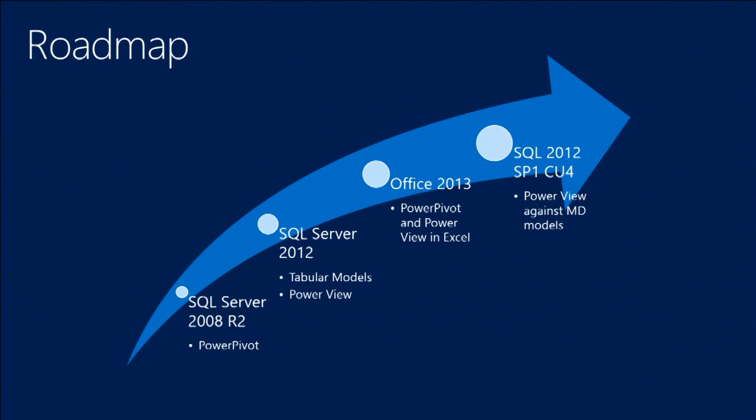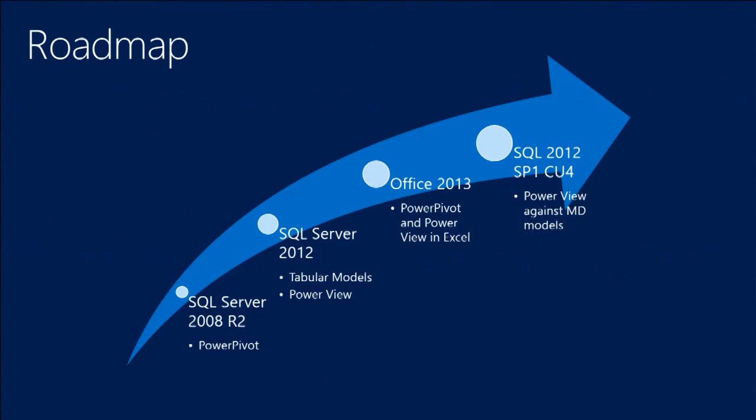And then in SQL Server 2012, we added the enterprise version of those models, these tabular models that you can create as databases outside of Excel workbooks called Analysis Services Tabular Models. And that's also when we introduced PowerView, the first version of PowerView. In Office 2013 and Service Pack 1, that's when we integrated PowerView right into Excel. Power Pivot is also integrated out of the box inside of Excel as well.